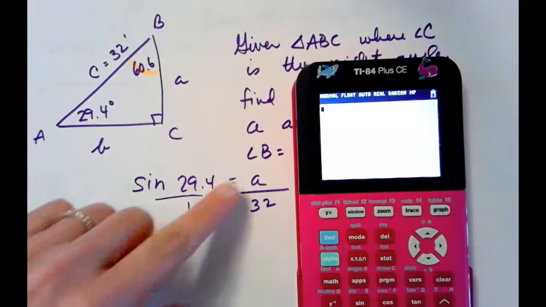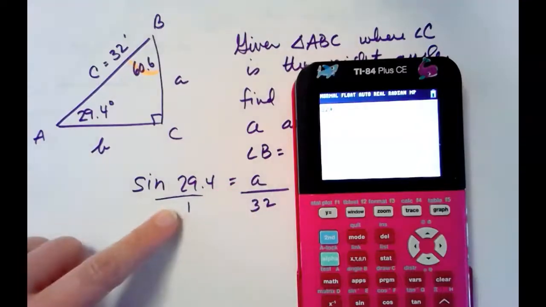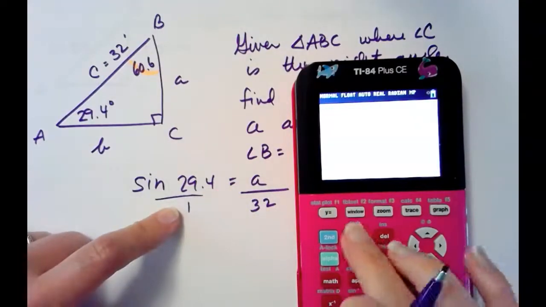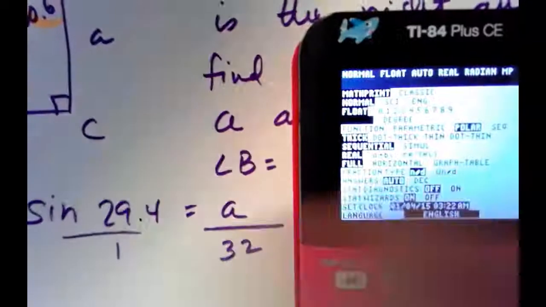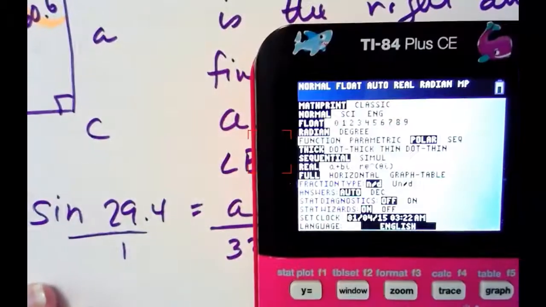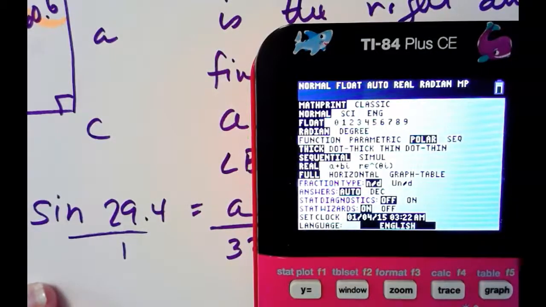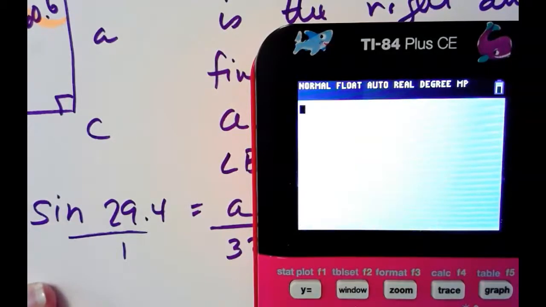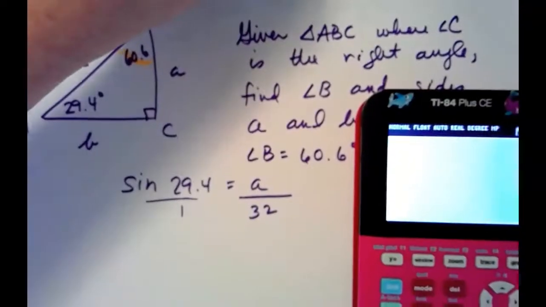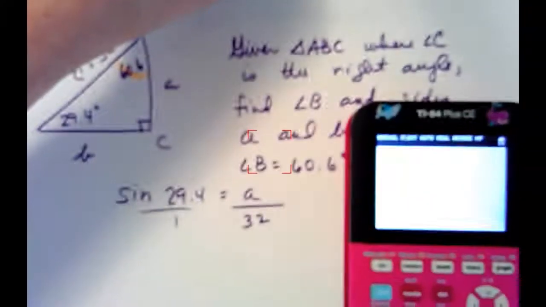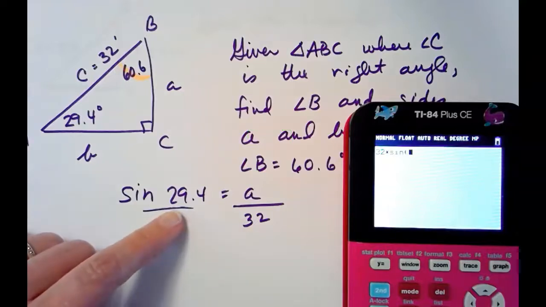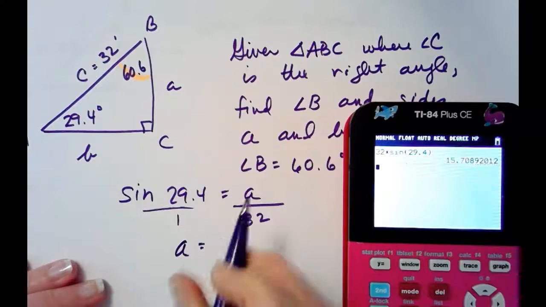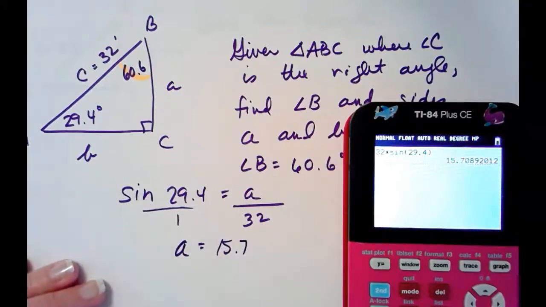So here we go. So 32 times, and I'm going to check first and be sure that I am in degree mode. I am not in degree mode. I am in the default mode on the calculator, which is radian mode. So click over to degree mode because we are entering in degrees. That's very important. So let's try that again. 32 times sine 29.4. That gives us A is 15.7.